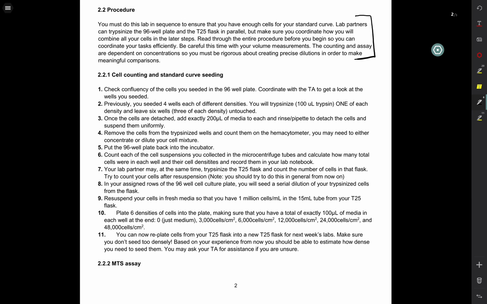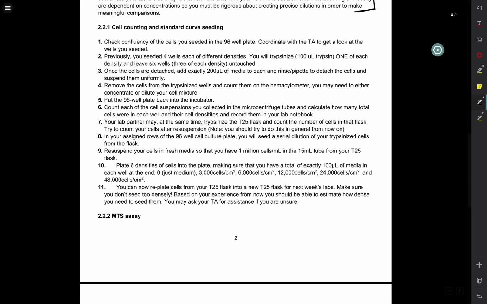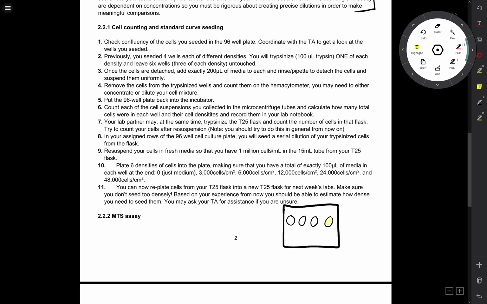Specifically, just to clarify these things and draw it out, you've seeded a 96 well plate with 4 wells for 2 different conditions. What you're going to be doing in this lab is taking one of those wells, counting it, and then the other 3 wells are going to go for your MTS assay itself. I'll just draw that in here.